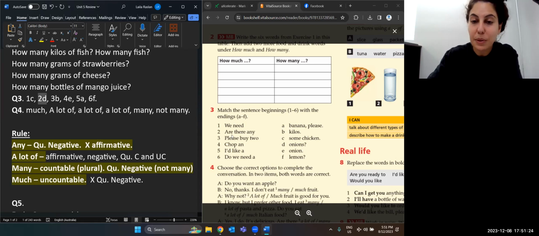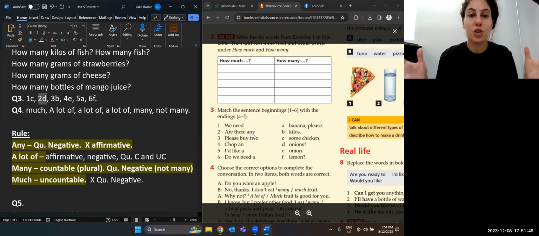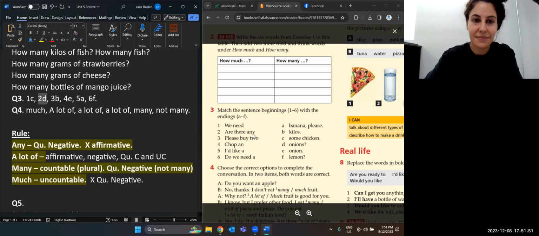But are is plural, so we use any in plural. Are there any onions? Are there any tomatoes? Are there any lemons? Make sure it's plural. So any is used in a question for plural nouns. It just means more than one. Are there any? Do you have any? It's the same question as, do you have any onions? Okay, so make sure any is used with plural nouns.